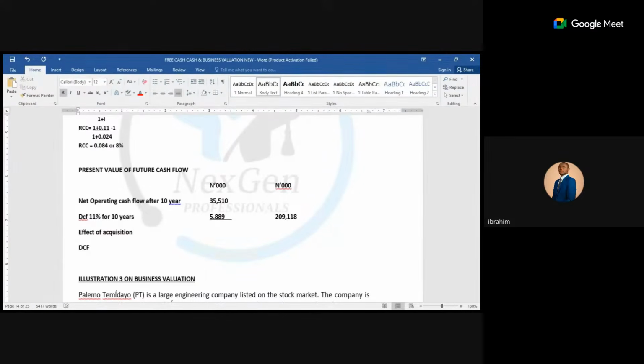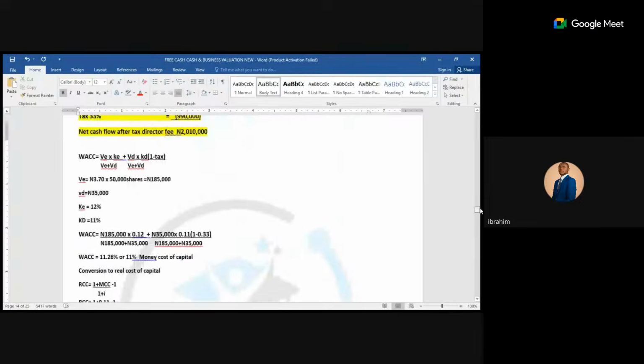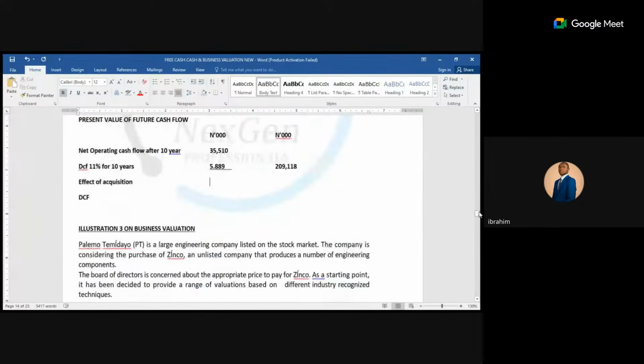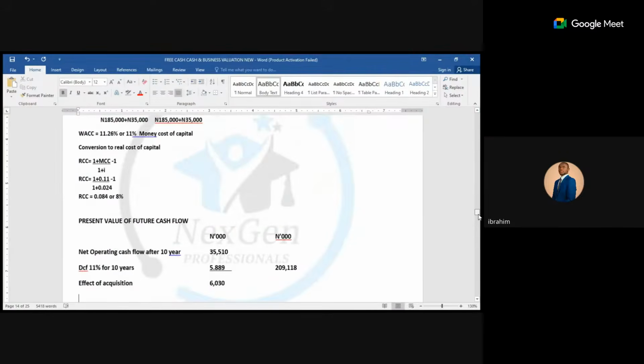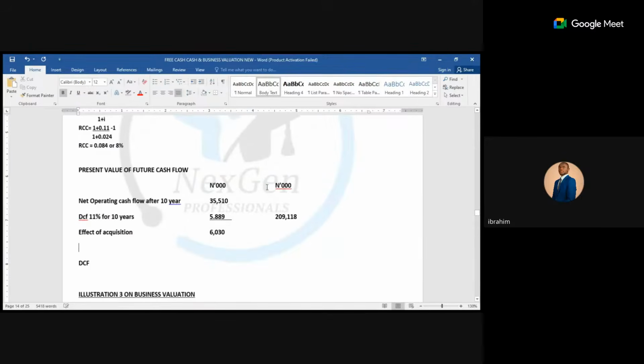What is the amount? 6,030, right? 6,030 savings, because it's in current term. It's in current term, so we need to use 8% to discount. Don't forget, we'll be in for 10 years. DCF for 10 years. So what do we have here?